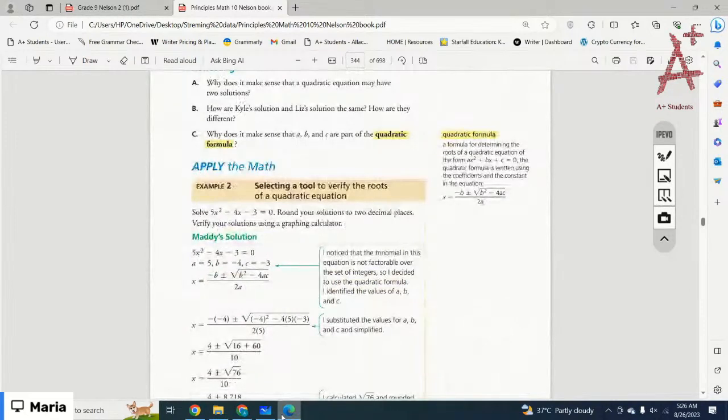A formula for determining the roots of a quadratic equation of the form ax square plus bx plus c equals 0. The quadratic formula is written using the coefficients and constants in the equation. It would be x equals minus b plus or minus square root of b square minus 4ac, divided by 2a.